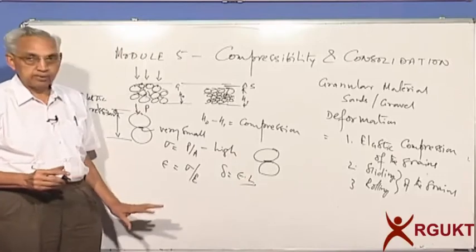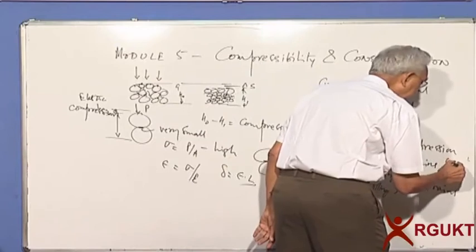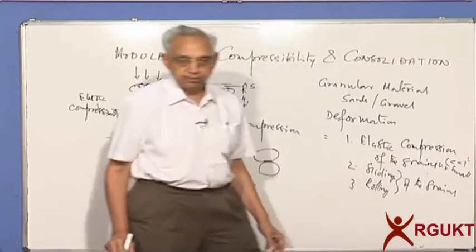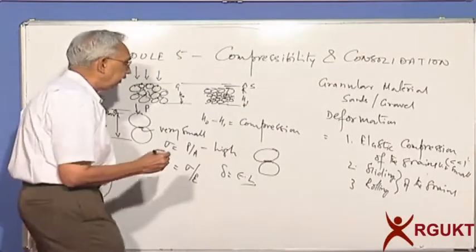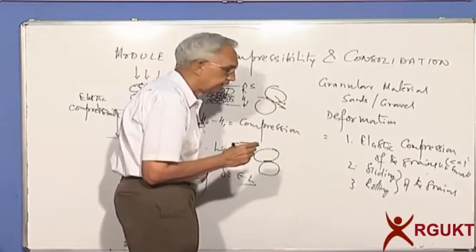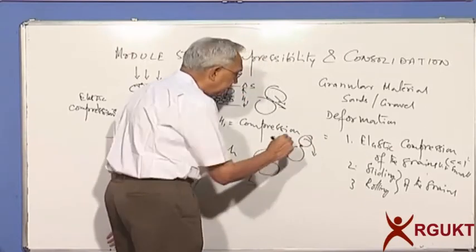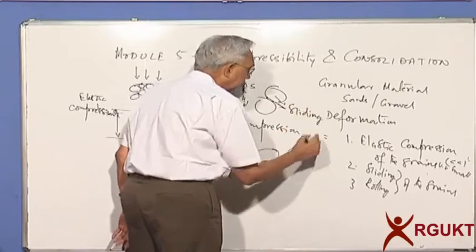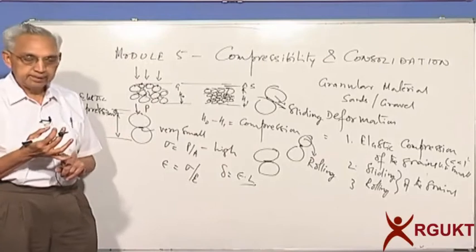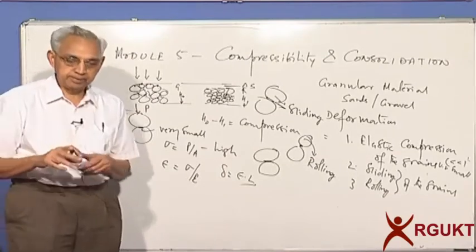But in case of soils, fortunately the stresses are not very high. This is very, very small with respect to one. What we find is the deformation due to one grain, another, it tries to slide. It moves along this direction, or it can rotate. With this as a point of rotation, this is sliding and this is rolling. So you will find three components are elastic compression, which is negligible, and sliding and rolling of the grains with respect to one another.